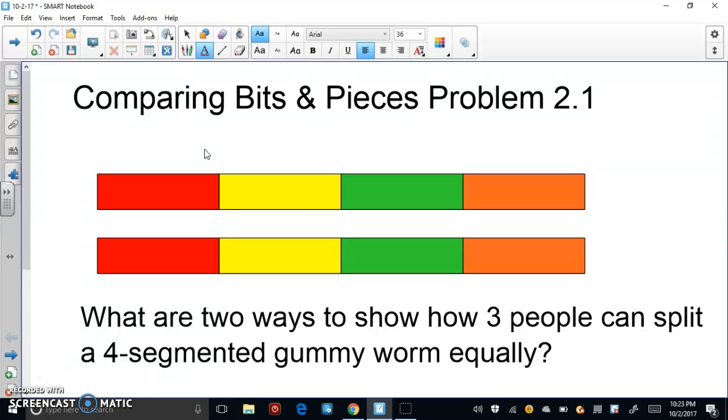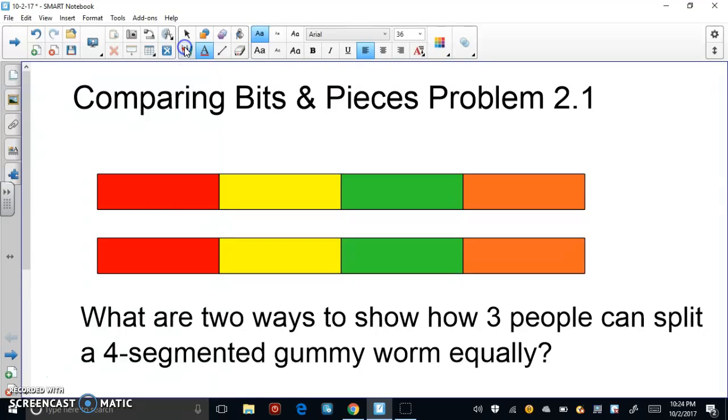Now, this would be a good time if you want to try this on your own to pause the video and maybe get a piece of paper and sketch this out and come up with your 2 ways. And then you can start the video back and check your answers.